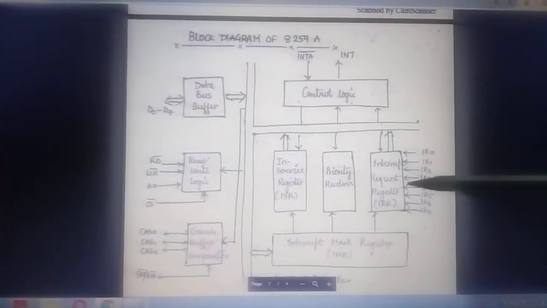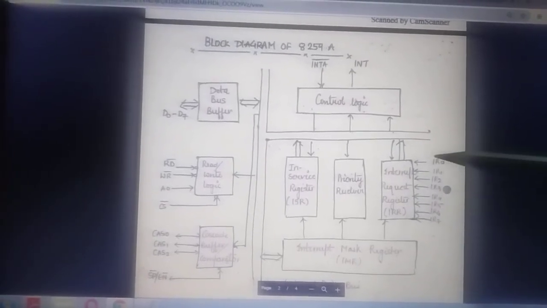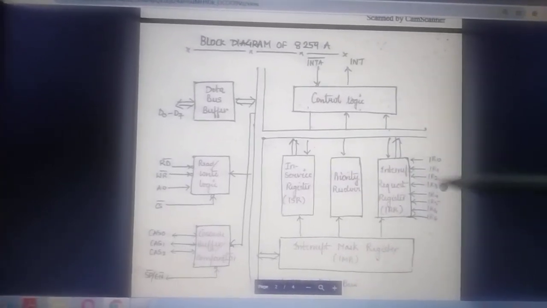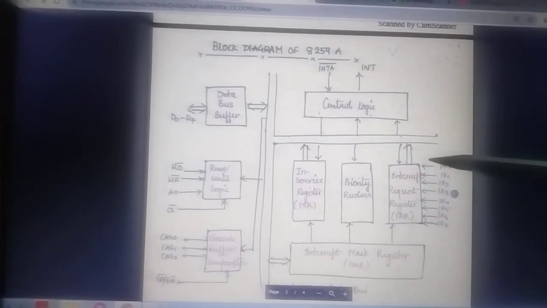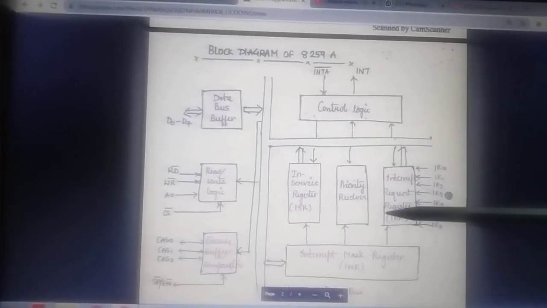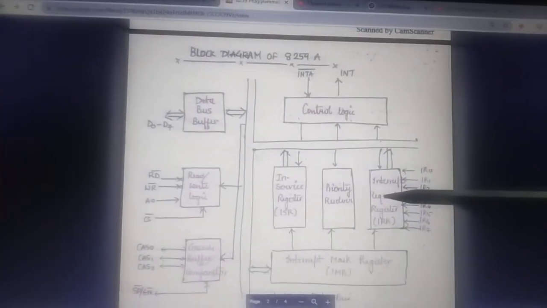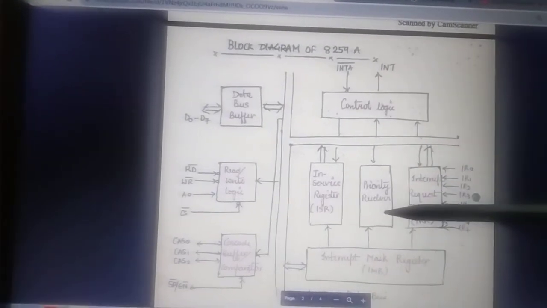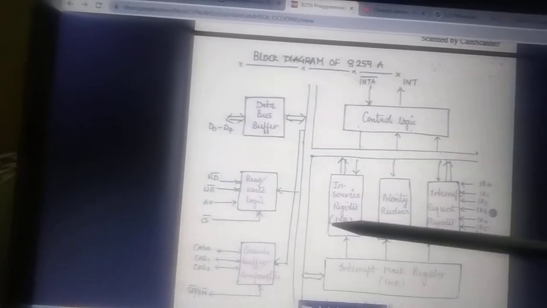This is used to store the current interrupts which are received at the 8 interrupt pins of the 8259 IC. So these are the 8 interrupt pins, and the requests received at these pins are stored in this interrupt request register. After reception of an interrupt request in the interrupt request register, its priority is decided with the help of the priority resolver. The priority resolver checks which interrupt has the highest priority, and then it forwards it to the in-service register.